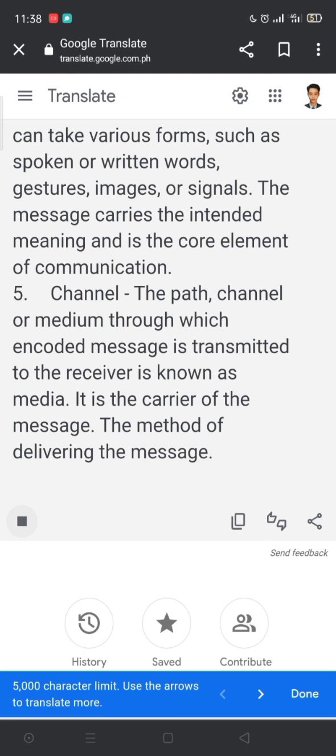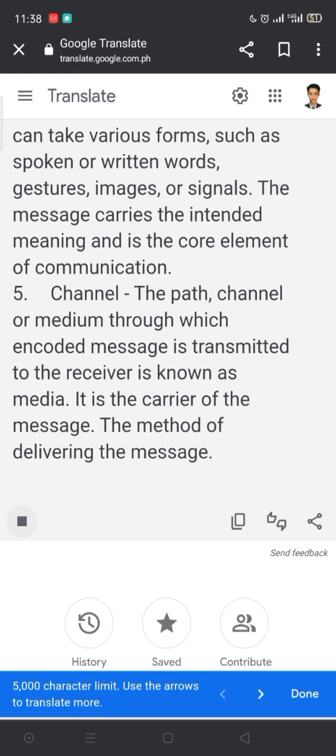2. Receiver. The receiver is the intended recipient of the message. They are responsible for receiving and interpreting the message sent by the sender. The receiver's understanding and response to the message determine the effectiveness of communication.